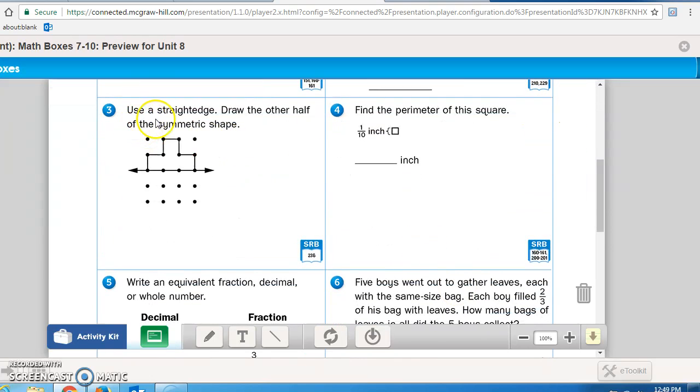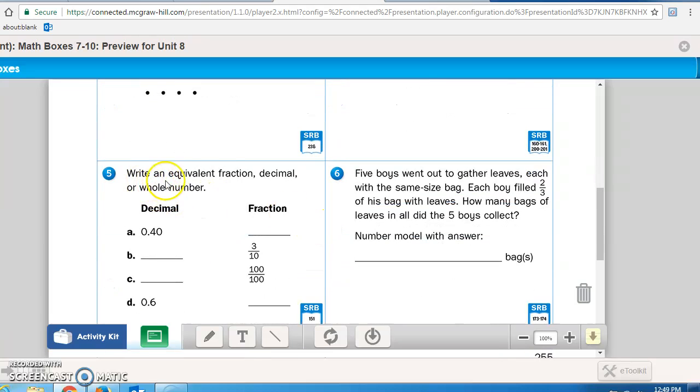Number 3, use a straight edge and draw the other half of the symmetric shape. Make sure you pull out a straight edge. Find the perimeter of this square, 1/10 of an inch. Write an equivalent fraction, decimal, or whole number for what's given. So for 40 hundredths, you're writing the fraction over here, etc.